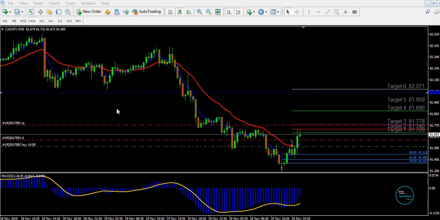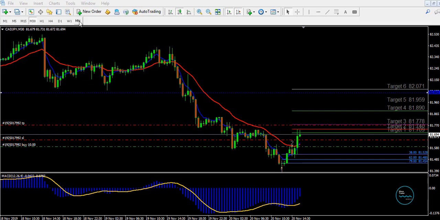I want to show you a quick trade I took on the CadJpy currency pair. It's actually something like a scalp trade, but it still follows the prerequisite for a wave trader trade. So I'm just going to take you through my thought process and see how I got into this trade.